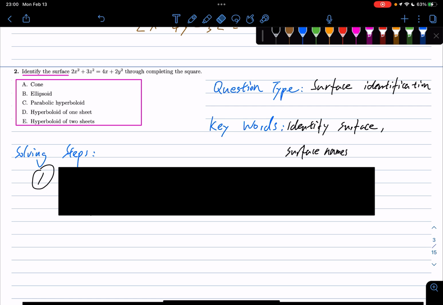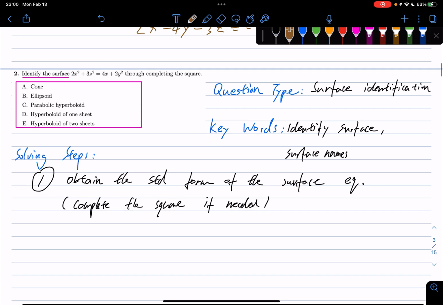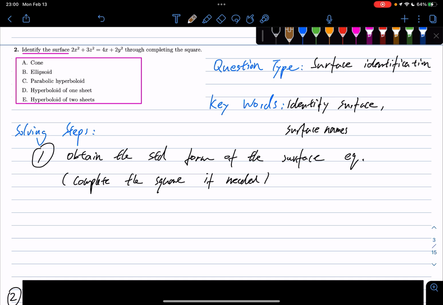So first step, as the question has alluded to, is we're going to obtain the standard form of the surface equation. I do not recommend hardwiring the equations to the shape of the surface, because you cannot use those equations to relate them to the names unless they are in the standard form. In this case, they are not in the standard form, so we have to complete the square to get to the standard form.